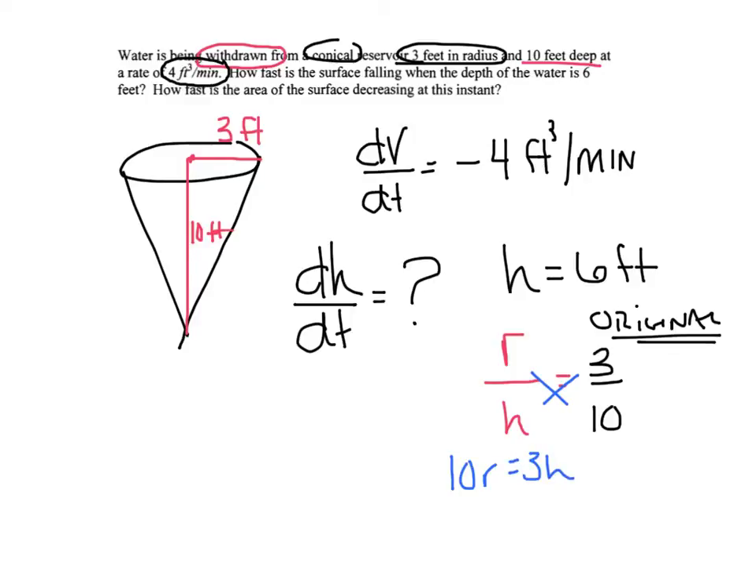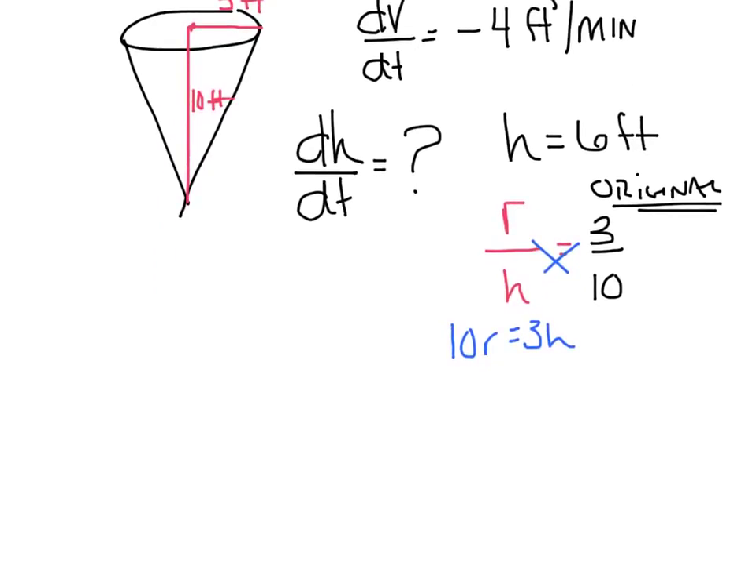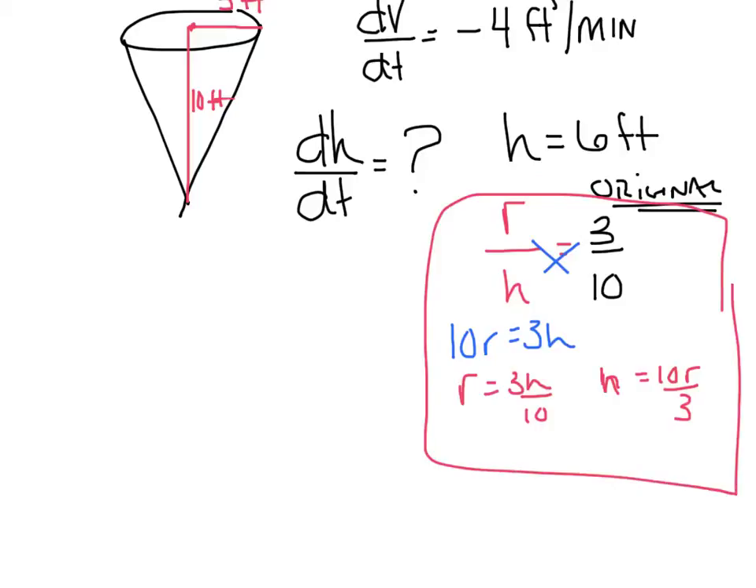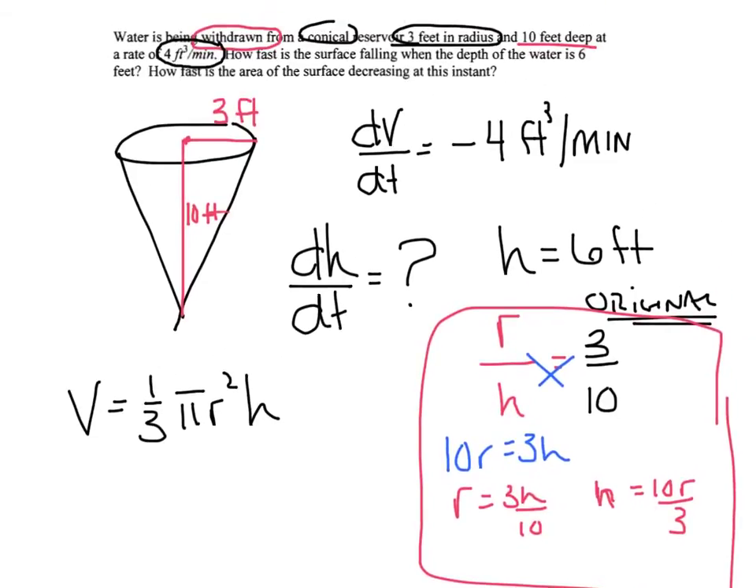And I'm going to solve that equation 2 ways, because I don't know if I want the r or the h yet. The radius is 3h over 10, or I could go the other way and say the height equals 10r over 3. All right, and I'm going to have to figure out which one of those I want. So I know my volume is 1/3 pi r squared h. Do we have any constants?